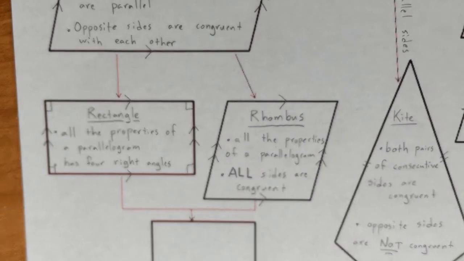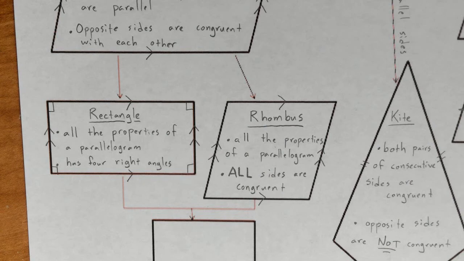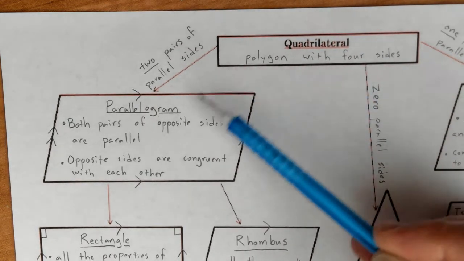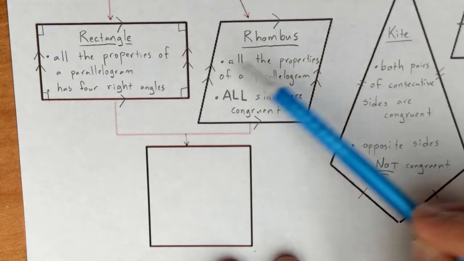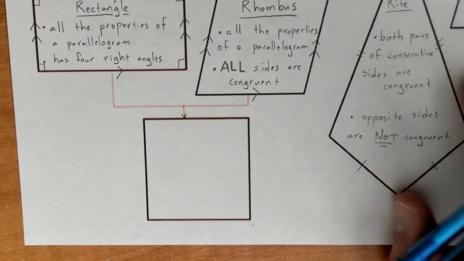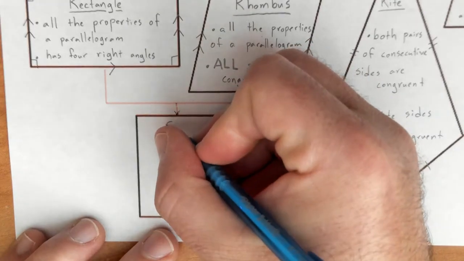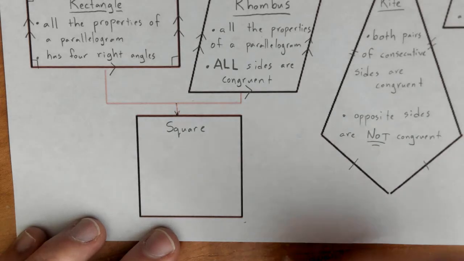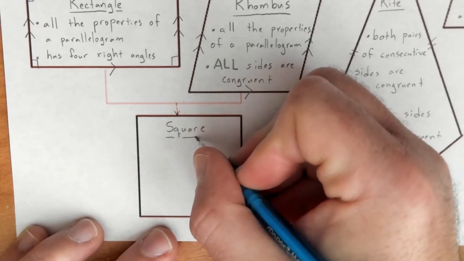Okay, we're almost there. The last one is, ironically, probably the very first shape you learn after maybe circle and triangle. But it's a very complicated shape because it includes everything from quadrilateral down to parallelogram, down to rectangle, down to rhombus. It's like these two merge together to make a super shape. That super shape, of course, I'm not even going to pretend you don't know what this one's called. This one is our square.